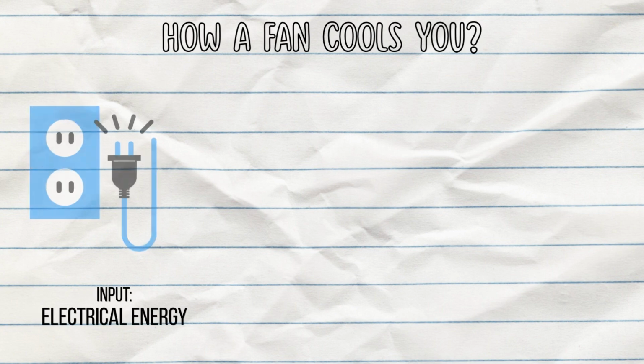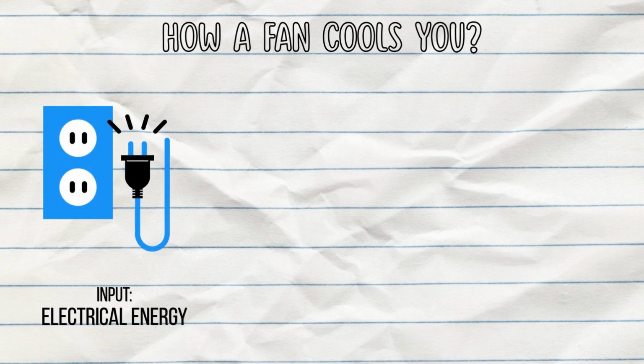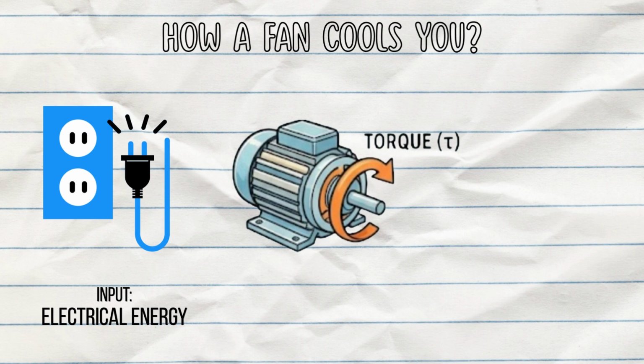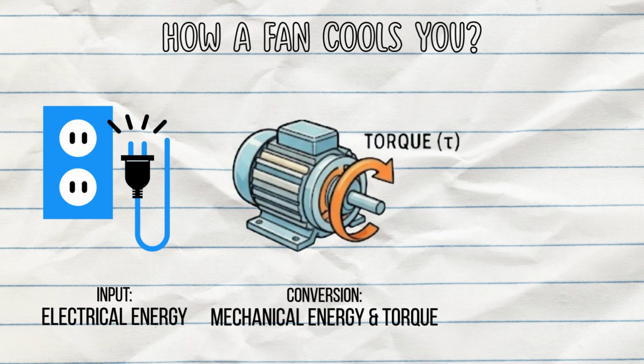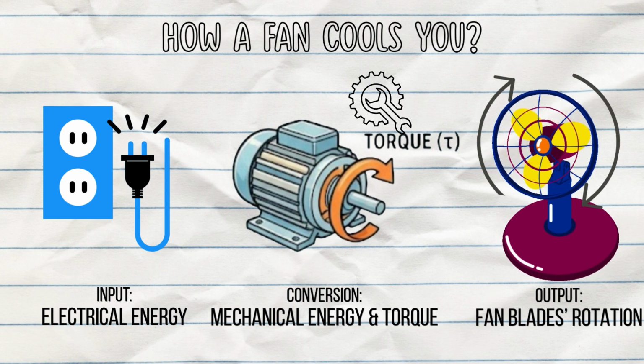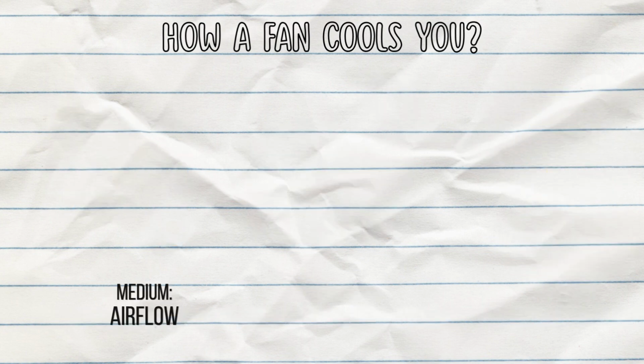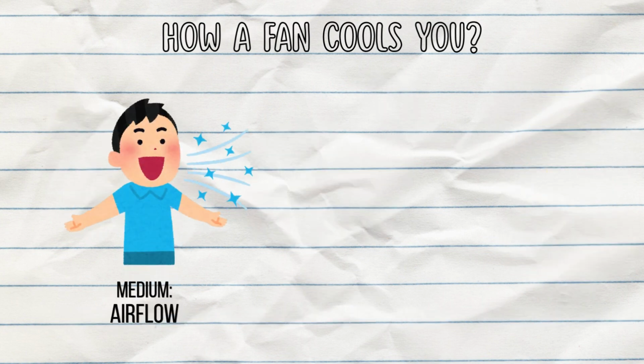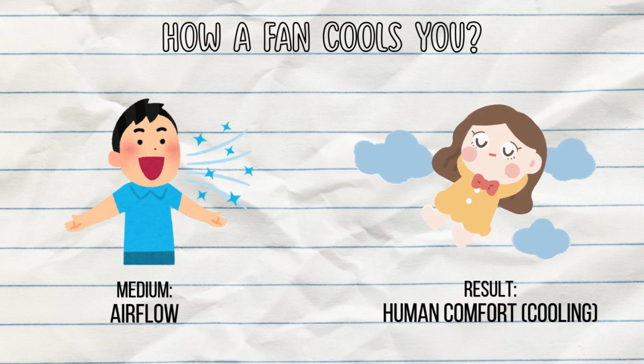First, electrical energy enters the fan when it is plugged in. Inside the motor, this electrical energy is converted into mechanical energy, producing torque that causes the fan blades to rotate. As the blades spin, they generate airflow. This moving air increases heat transfer from our skin to the surrounding environment through a process called convection cooling. As a result, we feel cooler and more comfortable. This same principle is also used in many devices, such as computers and laptops, to prevent overheating and improve performance.